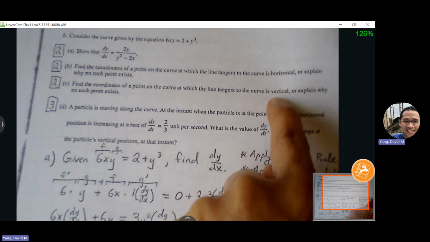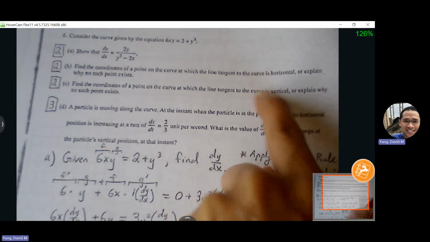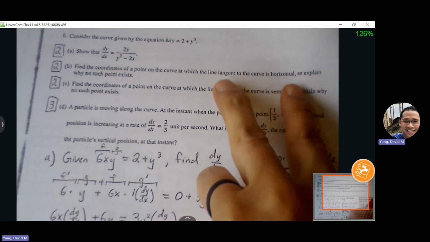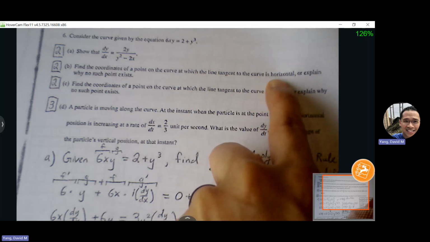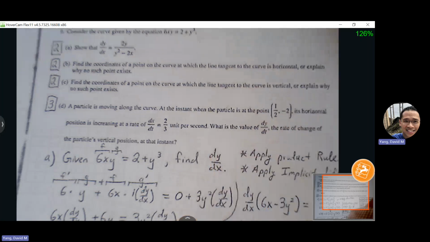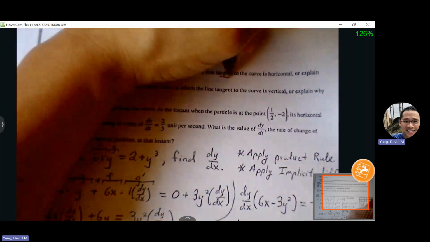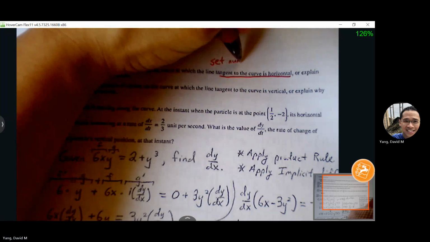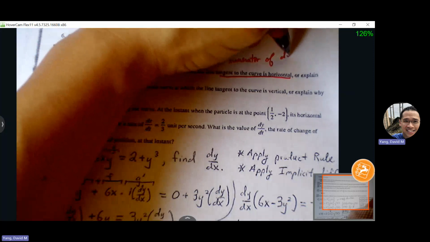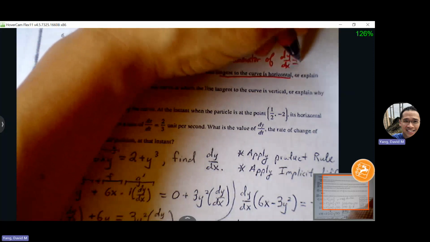is being able to understand where this is coming from. So whenever we talk about a line tangent to the curve is horizontal, that means we're getting a slope 0. So the way we get slope 0 is we set the numerator of our derivative equal to 0.